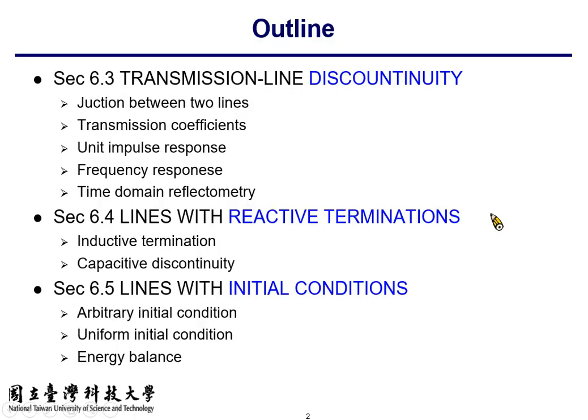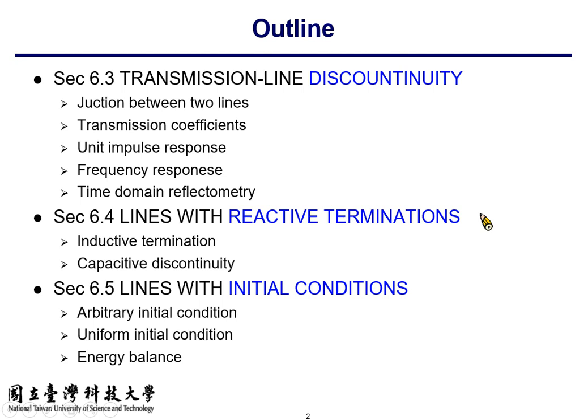In this part of chapter 6, we were talking about transmission line discontinuity. In section 6.2, we already discussed the case of a transmission line circuit terminated with resistive load. And in 6.3, we will look into the problem of connection of transmission lines of different characteristic impedance.